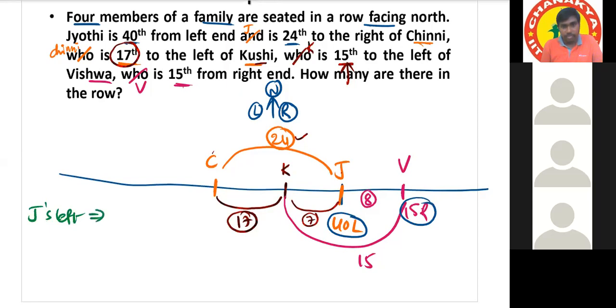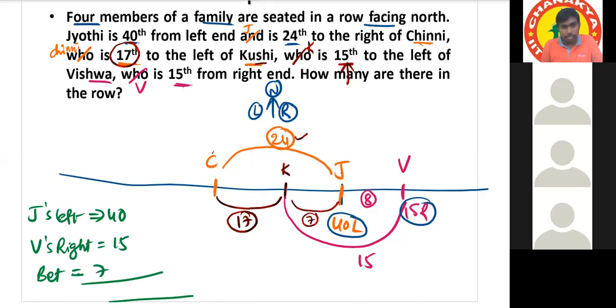Jyoti's left 40. Vishwa's right 15. Between 7. Total. Sir, my voice is not there till now. Yes, sir. Okay.